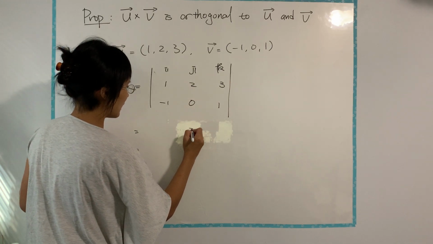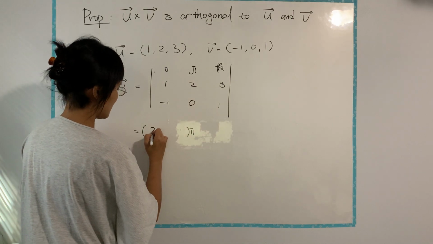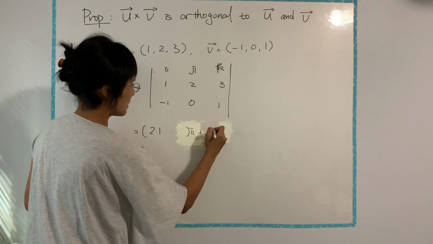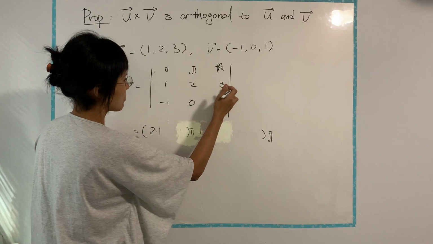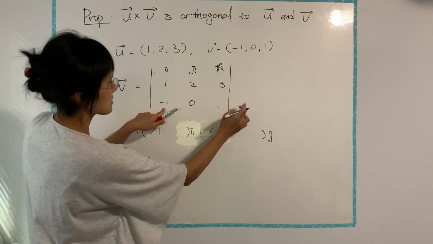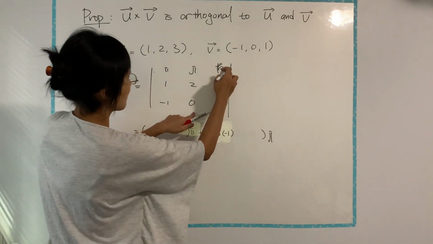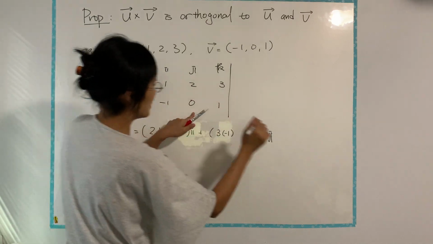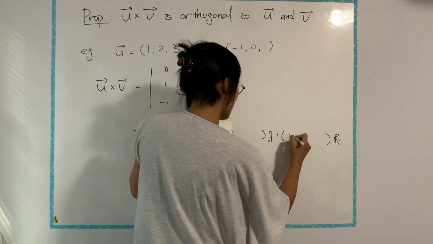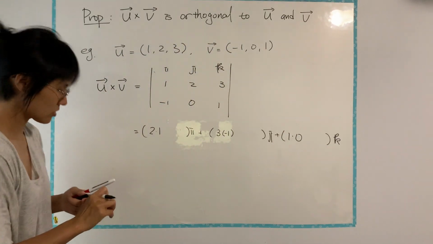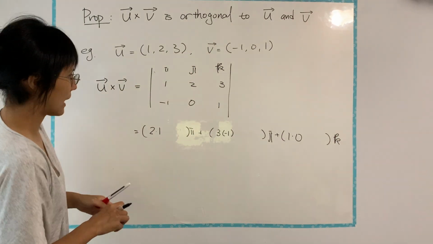For the i, I have 2 times 1. For the j, I have 3 times minus 1. And for the k, so k goes this way, I have 1 times 0. So I'm done with the diagonal directions. Now I need to work on the off-diagonal directions.